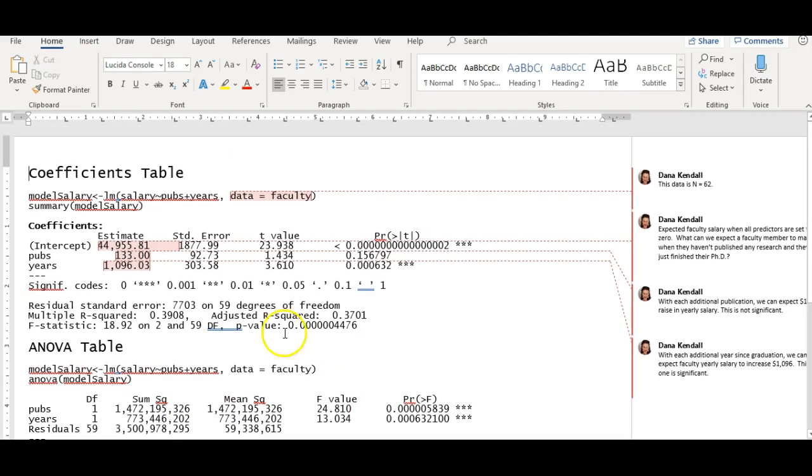So this is the code used to generate this table right here. And we're using this data set called faculty. It has an N size of 62. There are 62 faculty who reported their salary. And we're trying to predict faculty salary from the number of publications they put out, and also the number of years since they got their PhD. So those two things, can we predict how much money they make?